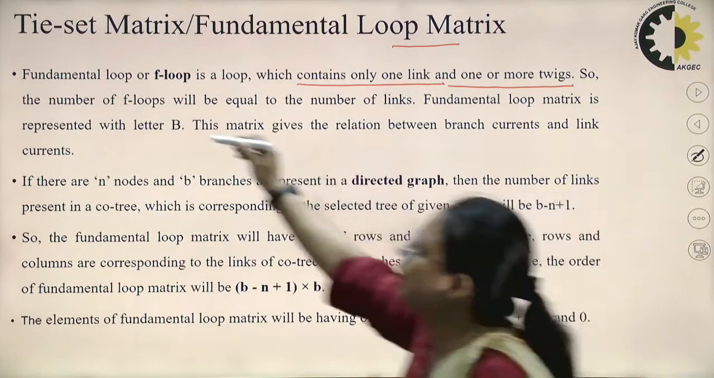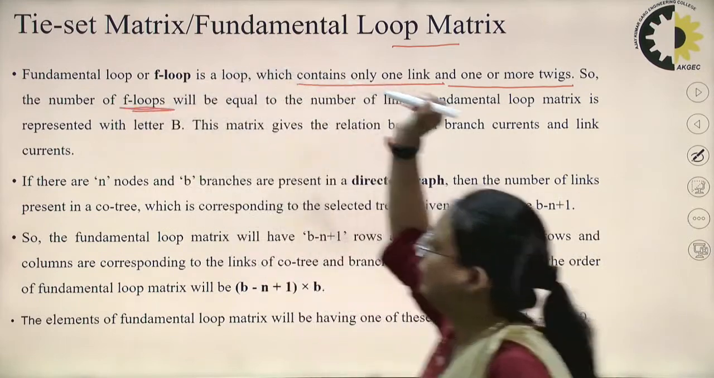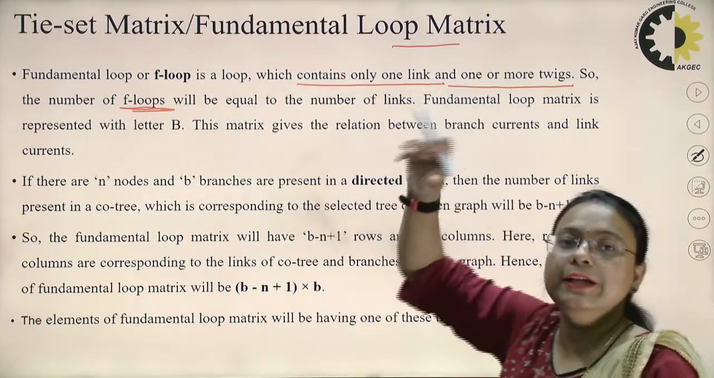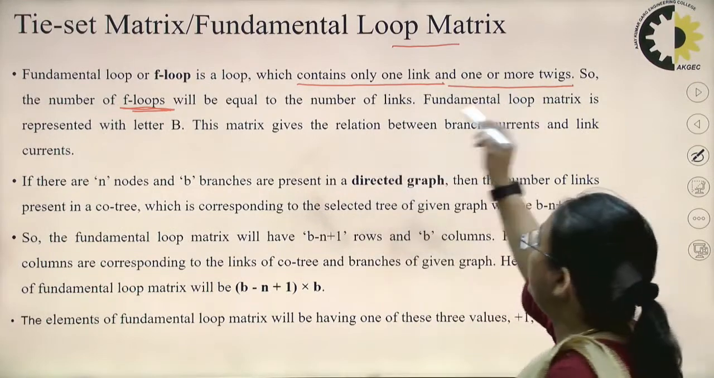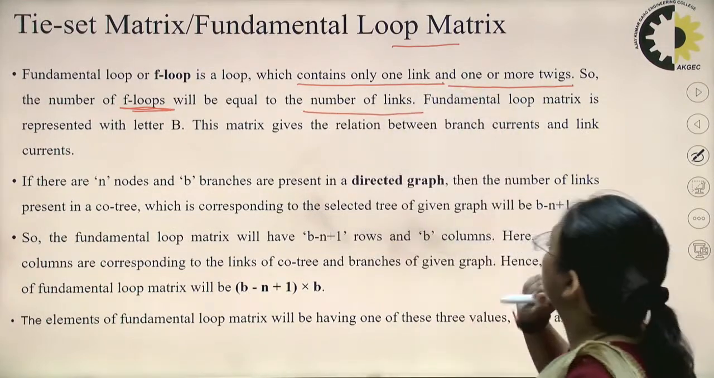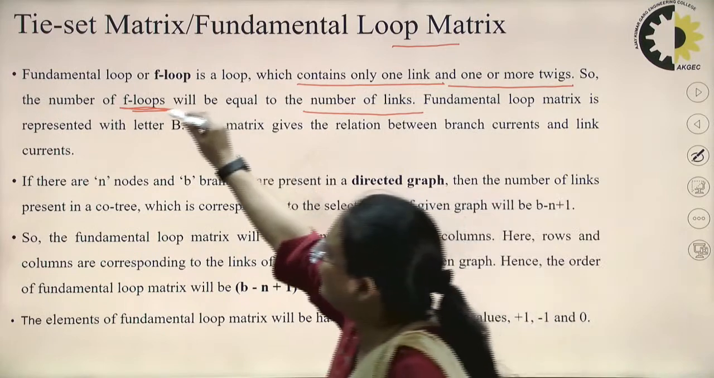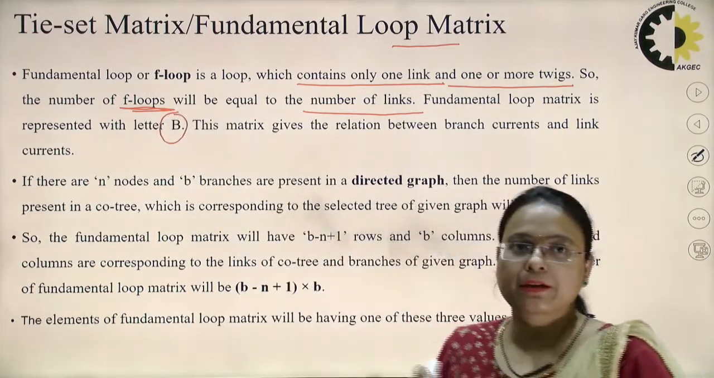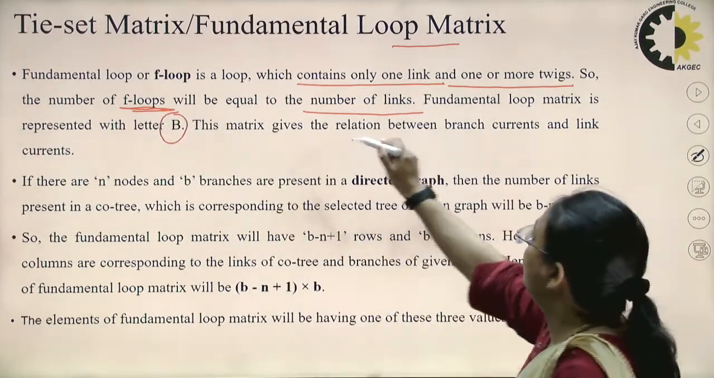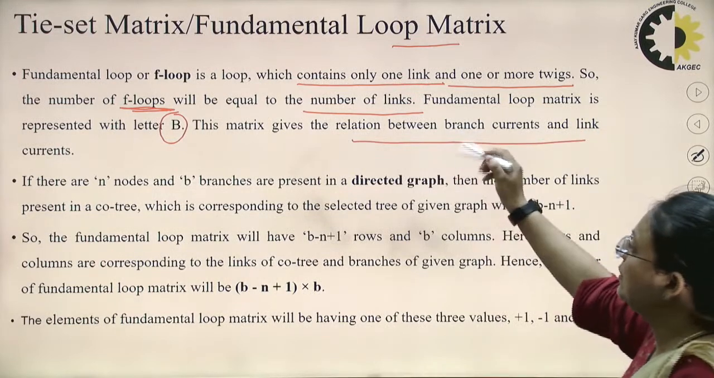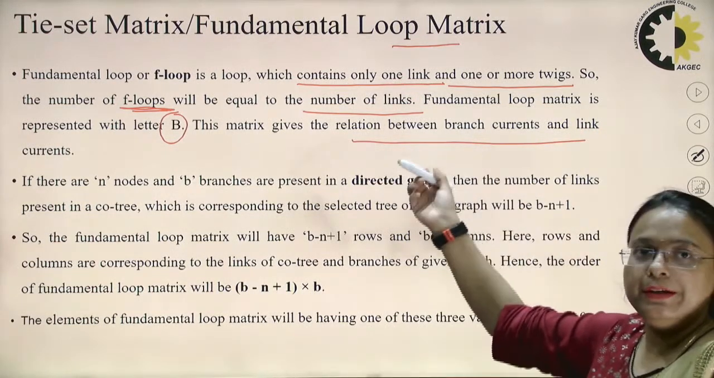So the number of cutset matrix rows actually will be equal to the number of links, okay, and it is represented by the letter capital B, okay. So I have told you it is used to find out the current in any branch.